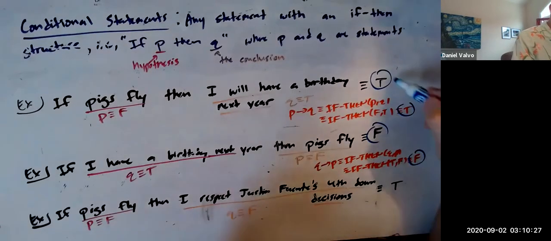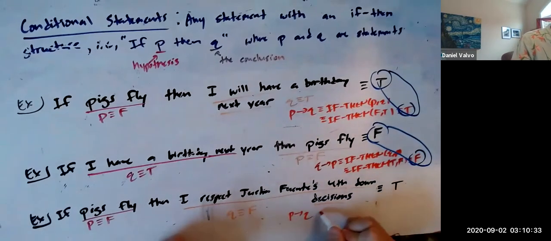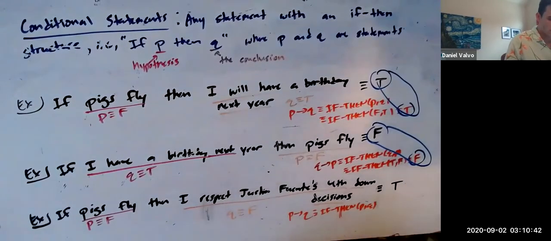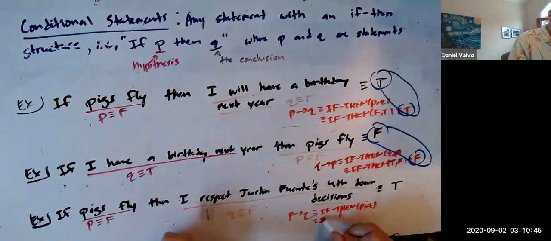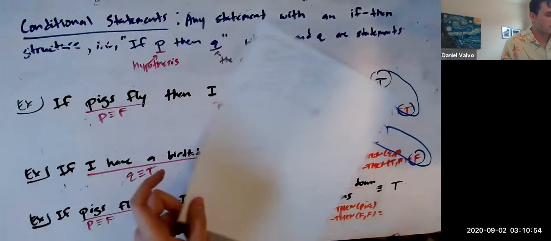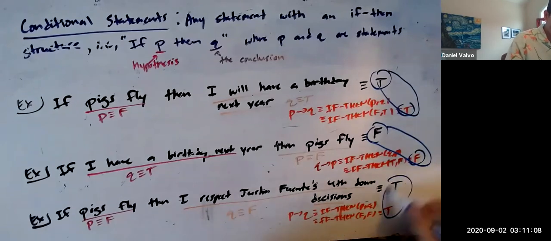And then same thing here. P implies Q is going to be if-then of P and Q, which in this case is if-then of false, false. But again, as long as P is false, we consider P implies Q to be true, because you kind of can't lie. If P is false, you can't possibly tell a lie. And then this lines up.